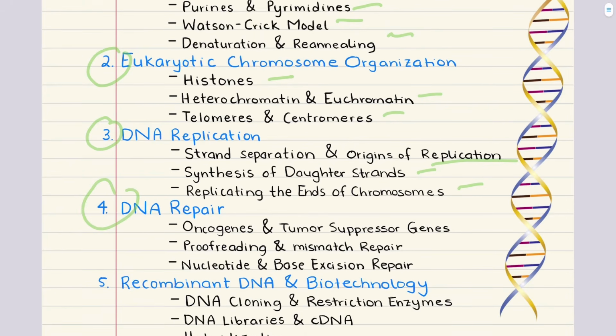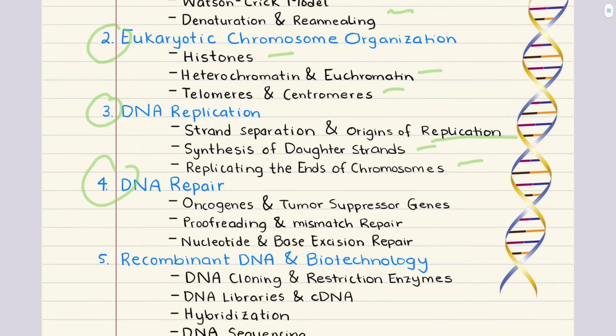This is going to include the role of oncogenes and tumor suppressor genes in cancer, as well as repair processes like proofreading, mismatch repair, nucleotide excision repair, and base excision repair.